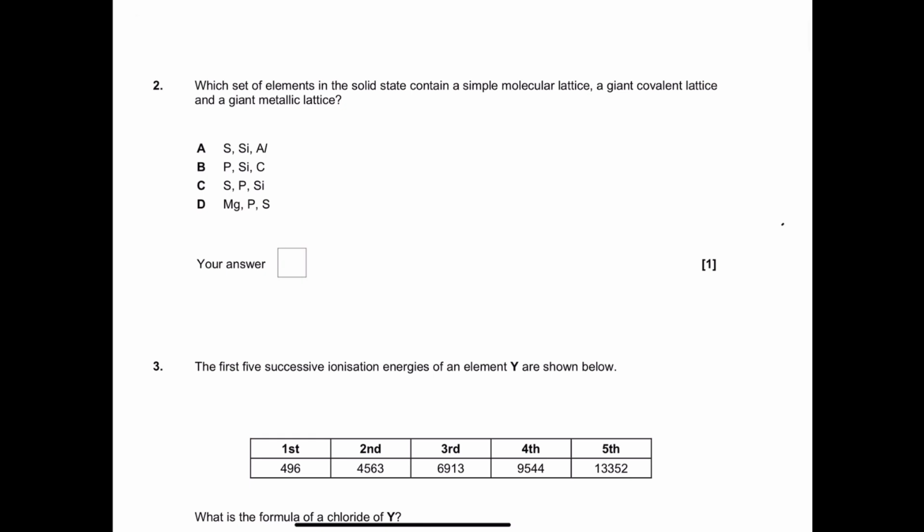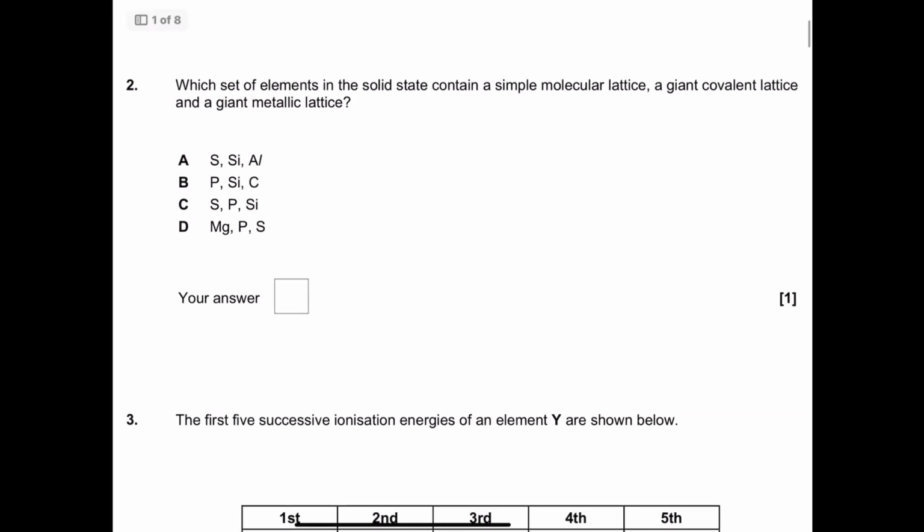Question number 2. Which set of elements in the solid state contain a simple molecular lattice, a giant covalent lattice, and a giant metallic lattice? So a giant metallic lattice is, of course, going to be a metal. Simple molecular, that's either going to be phosphorus, it's going to be sulfur, or it's going to be one of your halogens, so Cl2, Br2, or something. And giant covalent is either going to be carbon or silicon, possibly boron too. Less likely to come up on an A-level paper though.